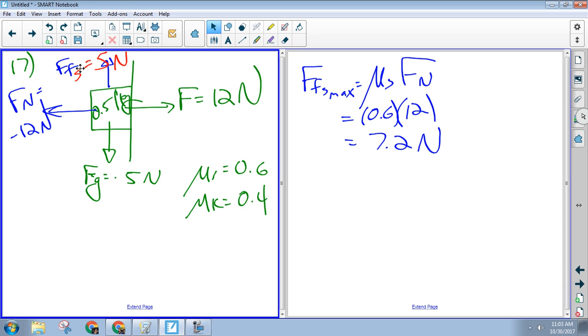So in this problem, the wall is actually exerting two forces. It's exerting a horizontal force of 12 and a vertical force of 5. Make sense? All right. Questions on 17?